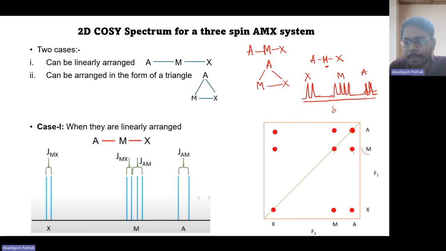So that is why you get a peak over here, this peak. This peak indicates that M is coupled to A and also M is coupled to X, right? There is some mistake here. So you get a peak over here, which indicates that M is coupled to A and M is also coupled to X. Now, if you move to the X spin, the X is only coupled to M. So you get a peak over here. So there is a diagonal peak for X, and also this X is coupled to only M. So you get a peak over here. Okay.